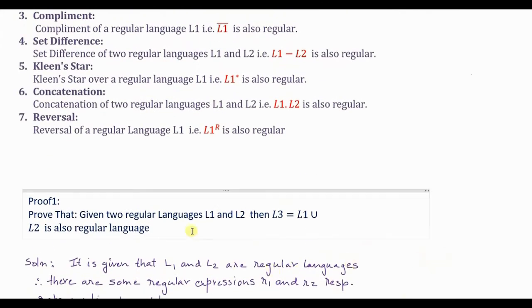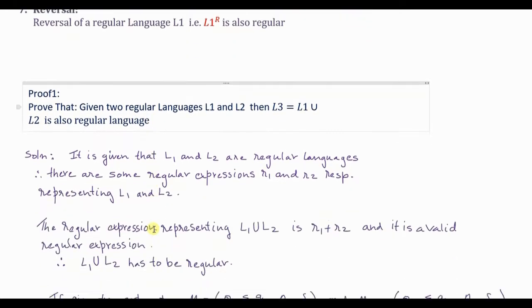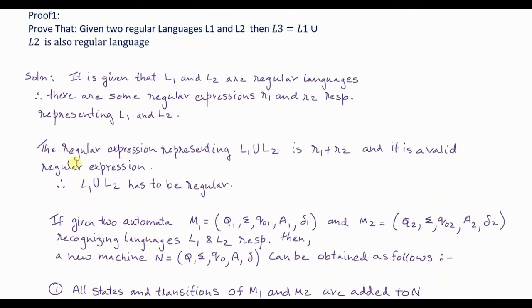We are supposed to prove that given two regular languages L1 and L2, the language L3, which is nothing but L1 union L2, is also a regular language. Now the proof is very simple. It is given that L1 and L2 are regular languages. Therefore, since L1 and L2 are regular languages, and we know the fact that for any regular language there is a regular expression or there is a finite automata.